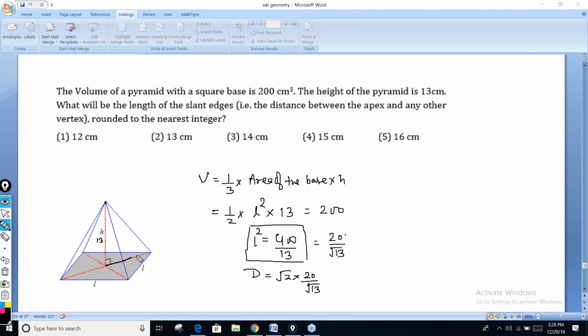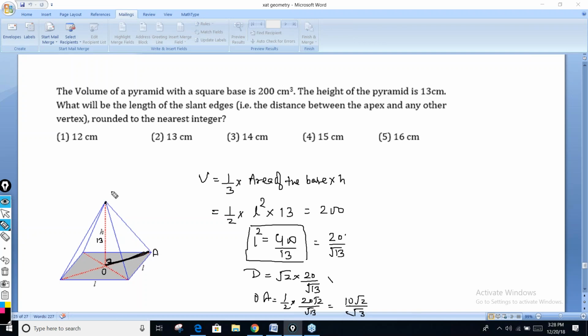And that part will be half of this part. We need to find out this now. So I'm using it: half of the diagonal, and that is 13. Let's say I name it OA. The OA will be half of this, 20 root 2 upon root 13, that is 10 root 2 upon root 13. We need to find this. Use the Pythagoras. This is 90 degree. This we know, this we know.